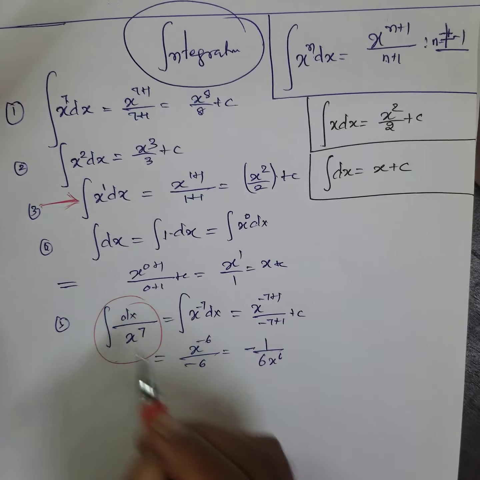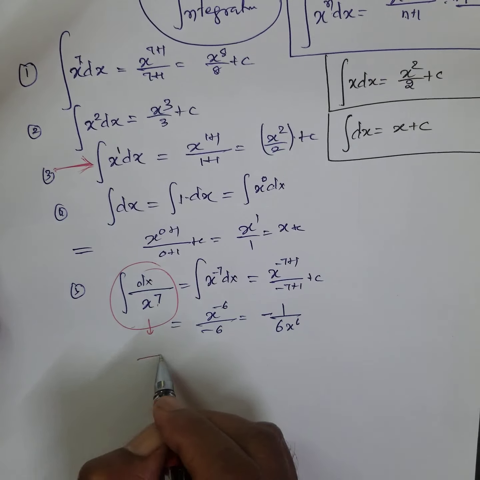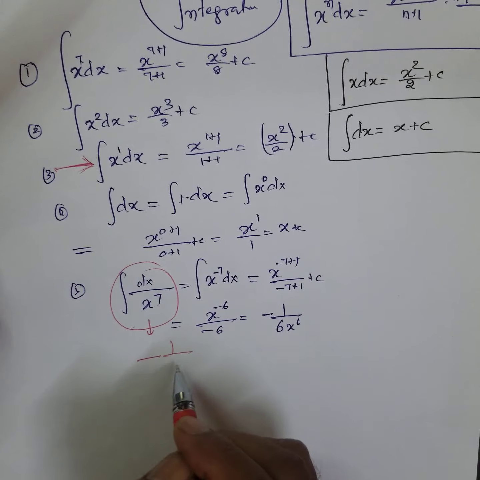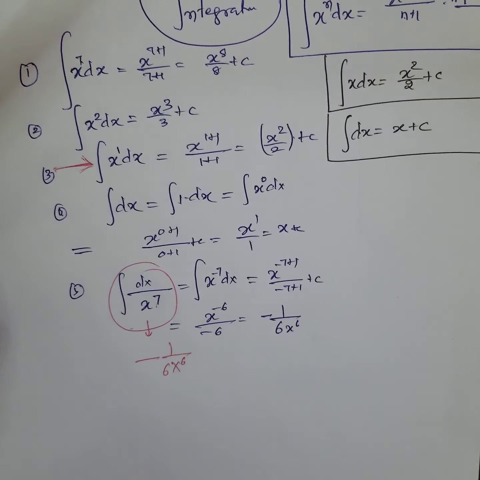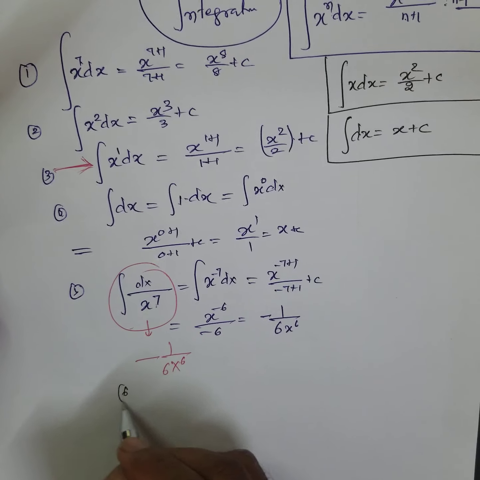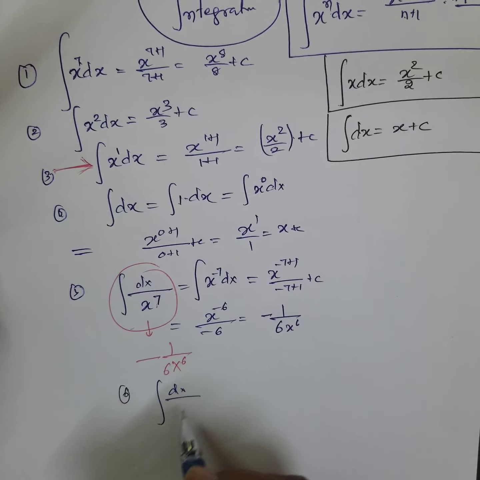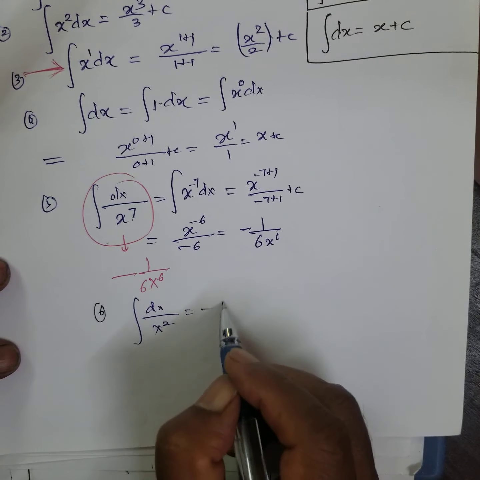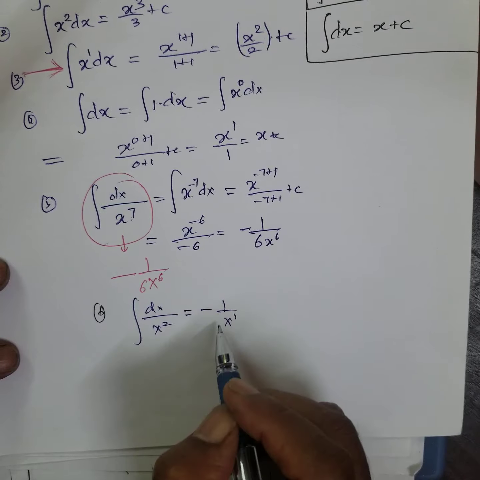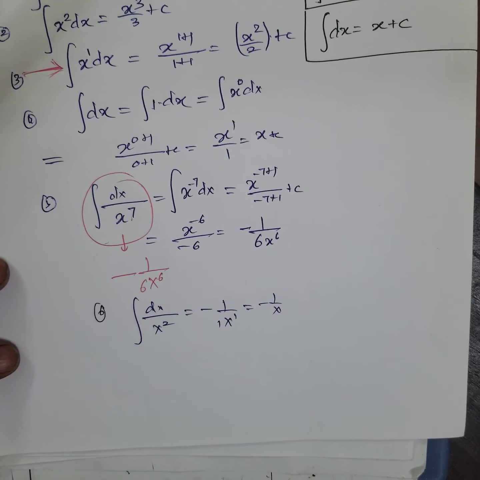What is the shortcut method? Whenever you observe this in the denominator, the best thing is what? Change the sign, decrease the power by 1, multiply by the decreased power. So for example, I will start doing it like this. Integration of dx by x square. What is the best method? Change the sign, decrease the power by 1, multiply by the decreased power, so minus 1 by x, you get it.